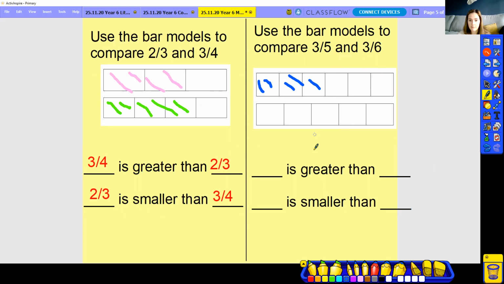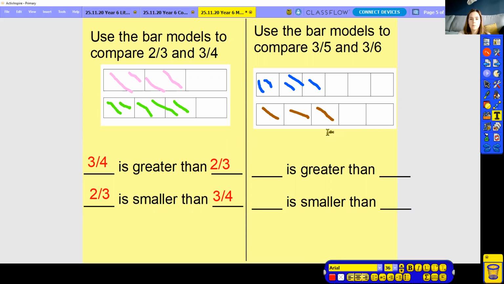And then the second one, we want 3/5. So let's choose a different colour. We've got 1, 2, 3. So which one is the greater one? Which one is larger? We have got, obviously, our 3/5 is greater because we can see that it's a larger part of my bar model. So we've got 3/5 is greater than 3/6.